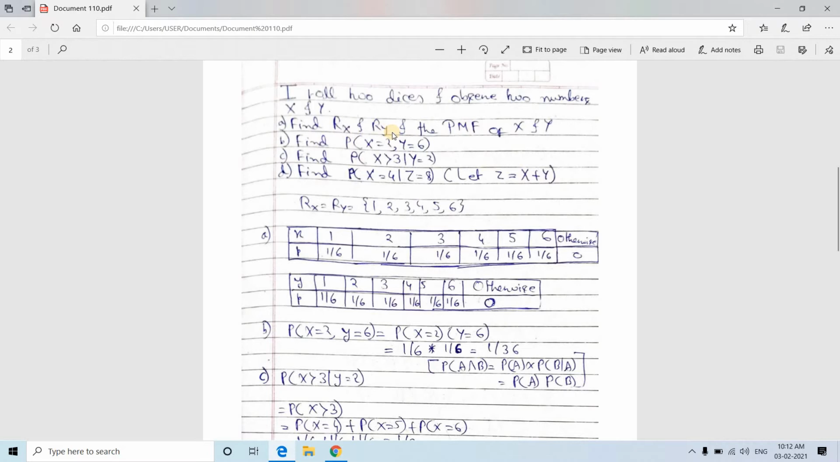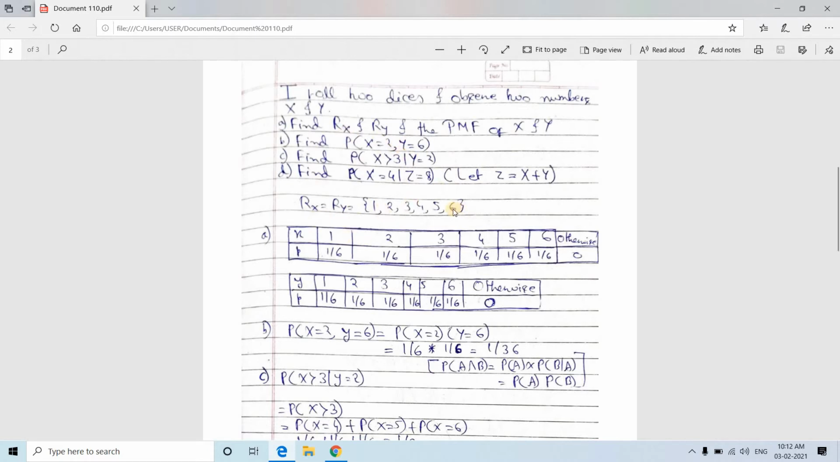So first thing, the range of x and the range of y, very simple. As you know, the range is the possible outcomes. So when you throw a dice, what are the possible distinct outcomes? Either 1 or 2 or 3 or 4 or 5 or 6. Among these only any one will come on the top. So range of x equal to range of y equal to 1, 2, 3, 4, 5, 6.